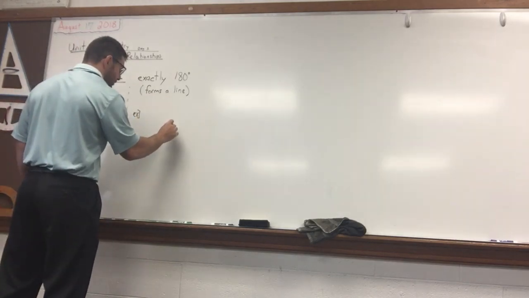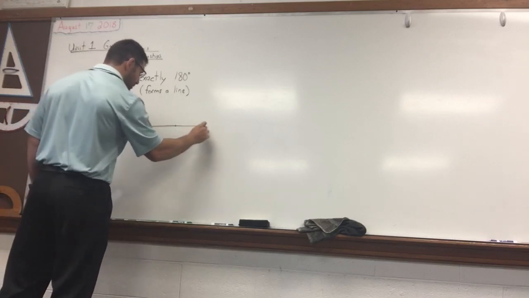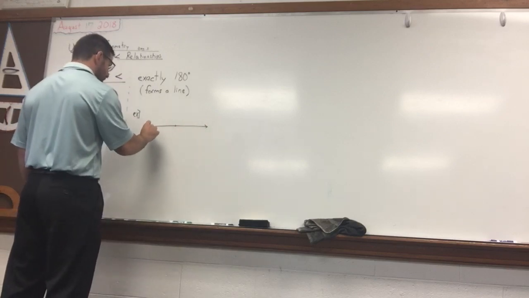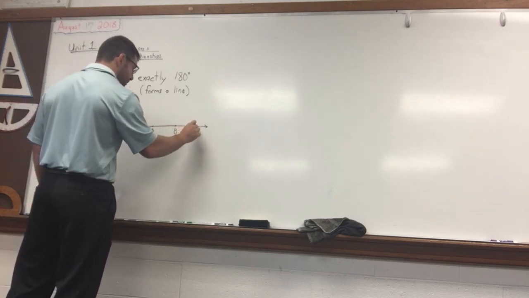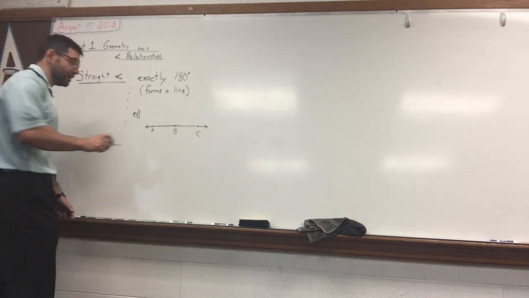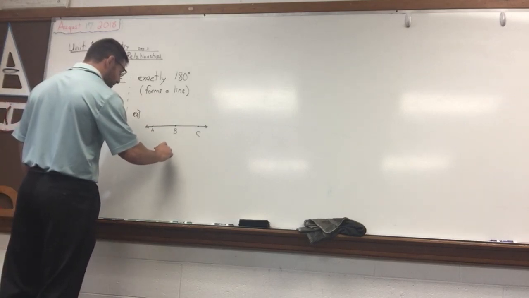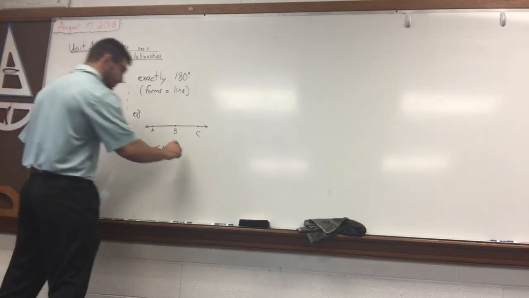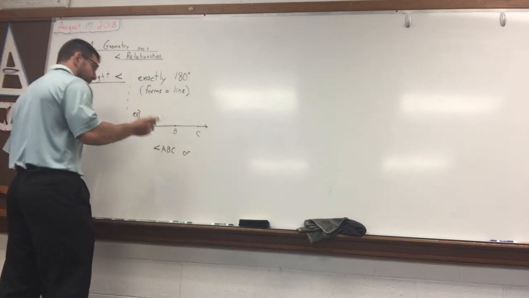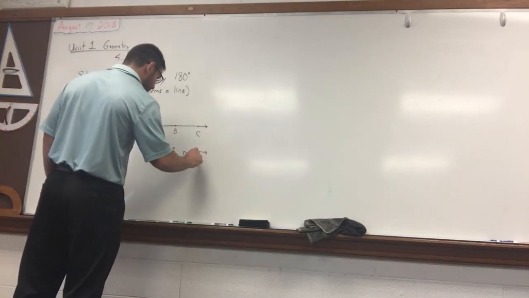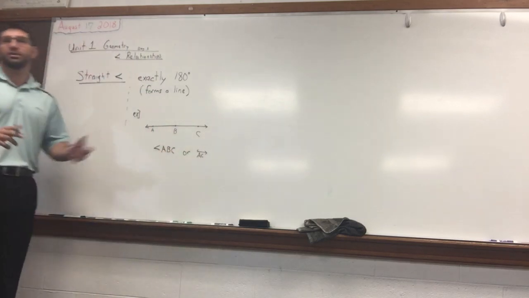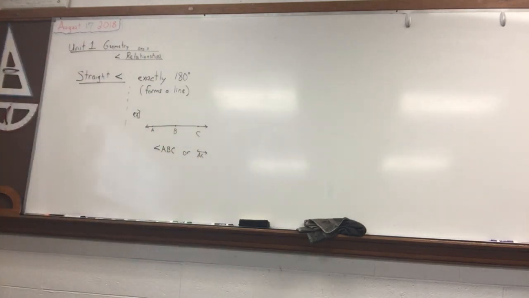So let's get an example here. Here's my endpoint. There's a ray. There's a ray. A, B, C. So this is actually an angle. It could be angle ABC, or it could be line AC, or a bunch of other names, but both of those would be correct because a straight angle is exactly 180 degrees and it forms a line. Everybody with me?